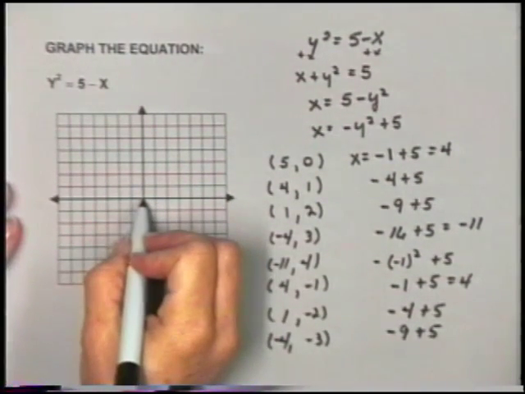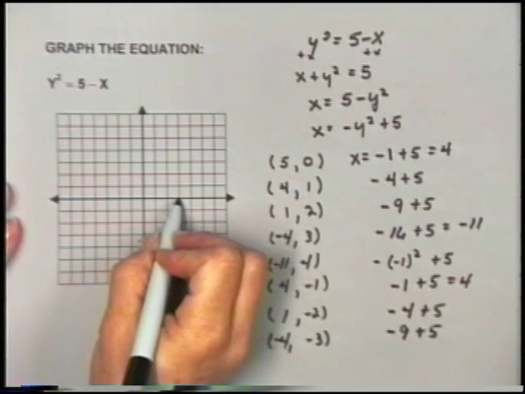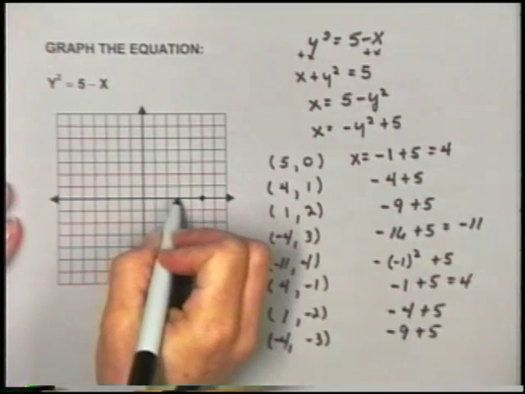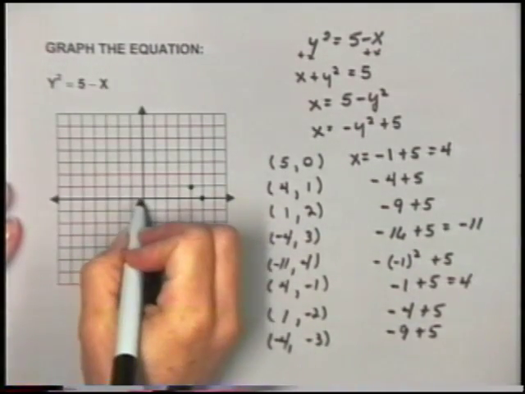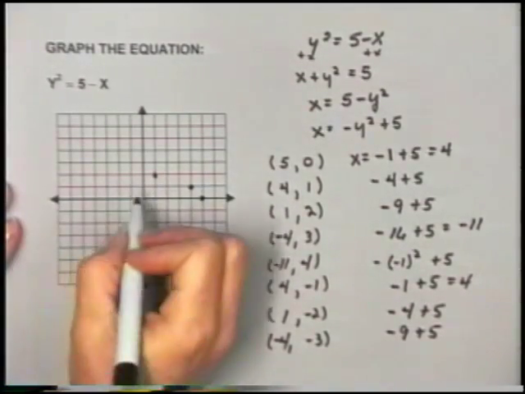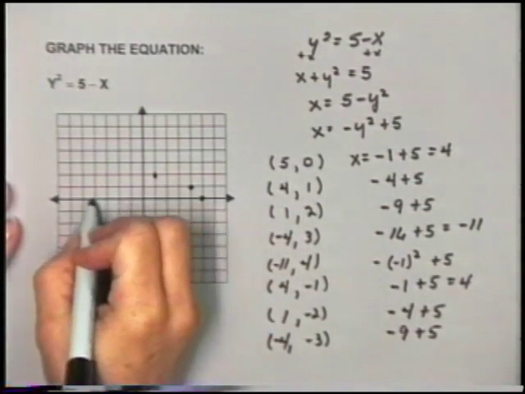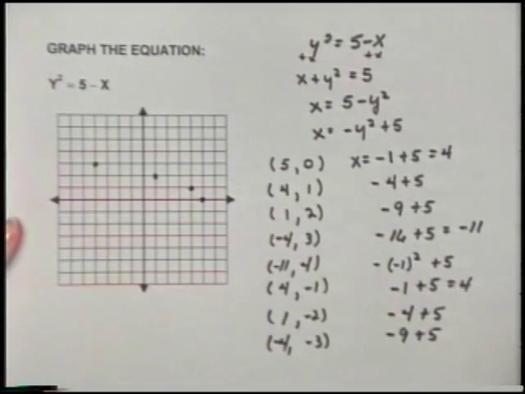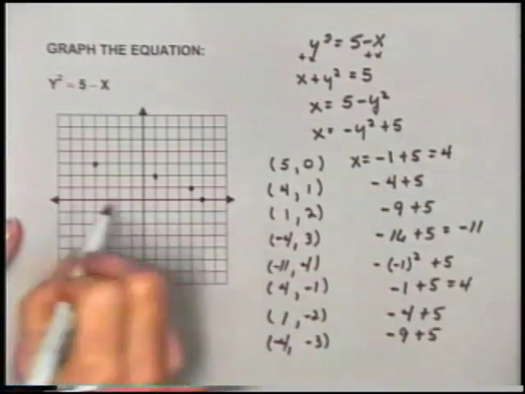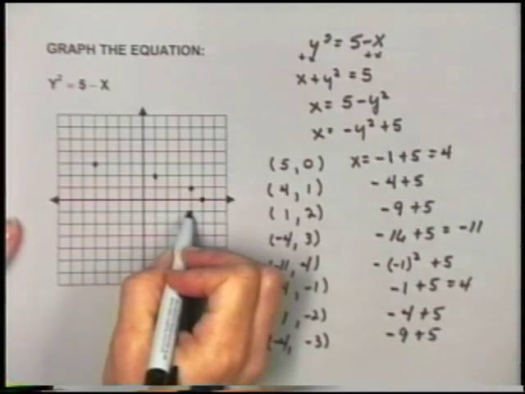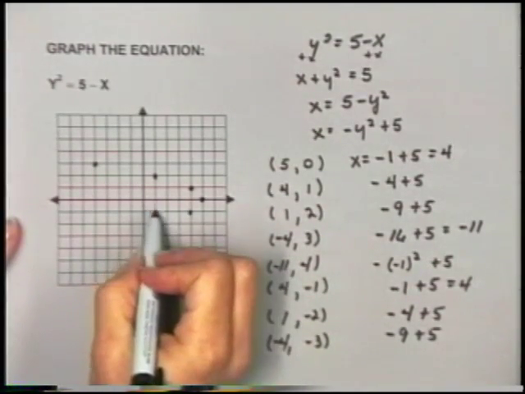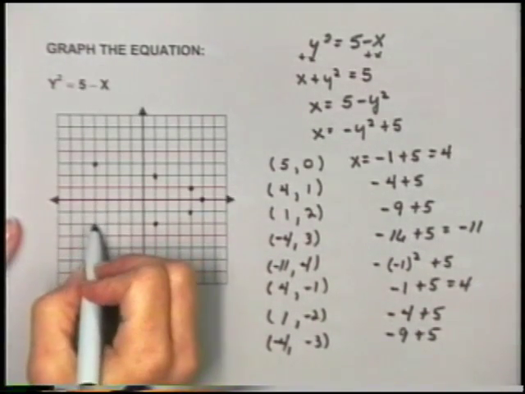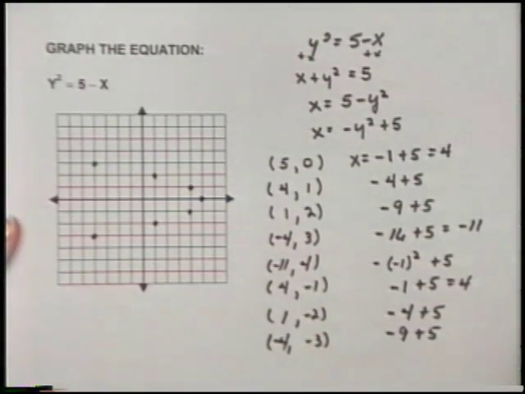Let's plot these points and see what's happening. I have the point 5, 0. 1, 2, 3, 4, 5. I have the point 4, 1. 1, 2, 3, 4, 1. I have the point 1, 2. I have the point negative 4, 3. And of course, negative 11, 4 would be up here somewhere. Then I have the point 4, negative 1. I have the point 1, negative 2, and I have the point negative 4, negative 3.